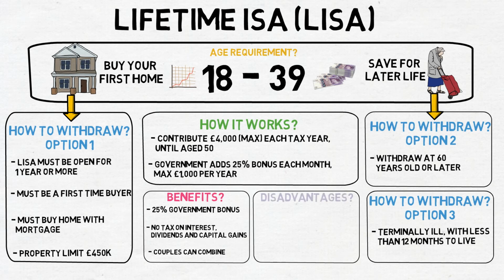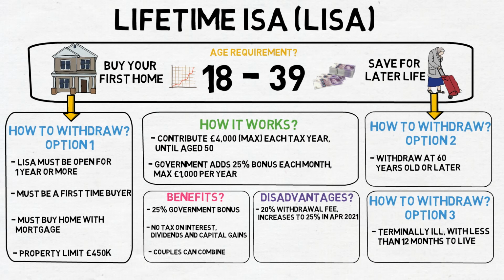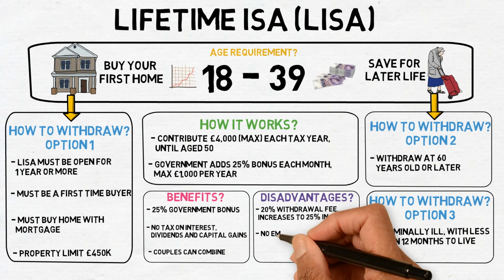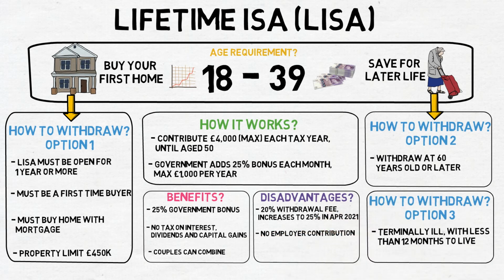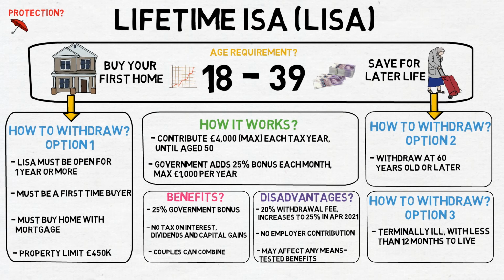However, there are disadvantages. You'll pay a withdrawal charge if you withdraw from your LISA for any other reason than the 3 options mentioned earlier. The current charge is 20%, but this will increase to 25% next year on the 6th of April 2021. Also, if you're using it for retirement, unlike your pension, your employer won't be able to match your contributions. Additionally, the LISA may affect any means-tested benefits you currently qualify for, as LISA funds are treated as savings. With the LISA, you are protected by the Financial Services Compensation Scheme.